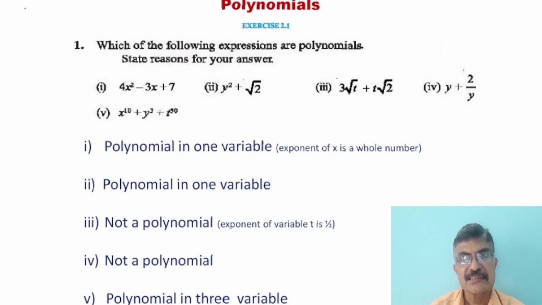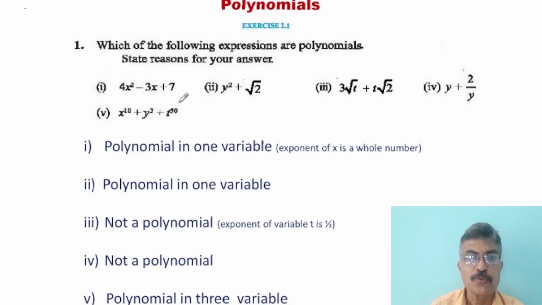Next we will do some exercises based on the concepts that we have studied in polynomials. First one. Which of the following expressions are polynomials? Check the reasons for your answer. We have already studied that polynomials are mathematical expressions in which exponents of all variables should be whole numbers.